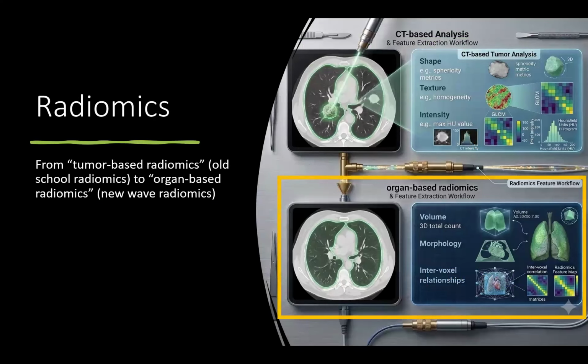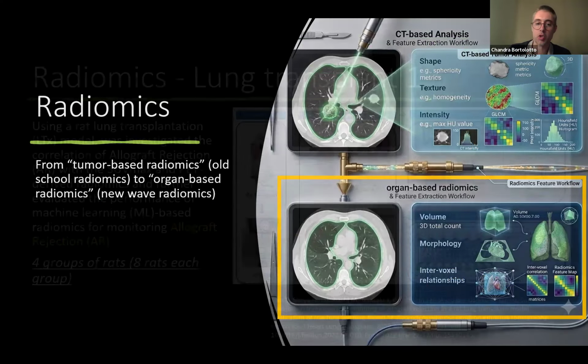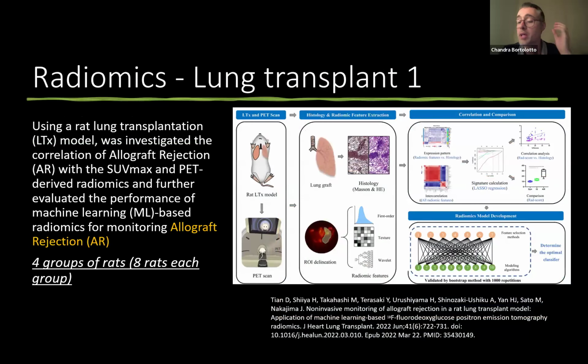Also, generally, we conceive radiomics as tumor-based radiomics, so for focal lesions. But there is a new wave of radiomics which is organ-based and mainly relies on the total volume of an organ and intervoxel relationships. Something has come out also in the lung transplant setting.